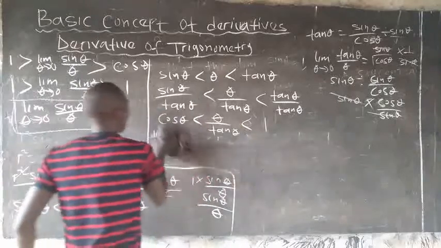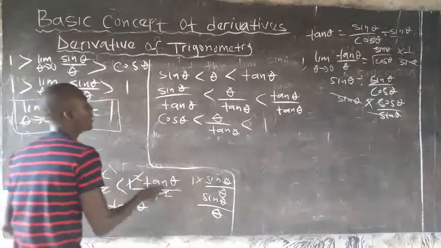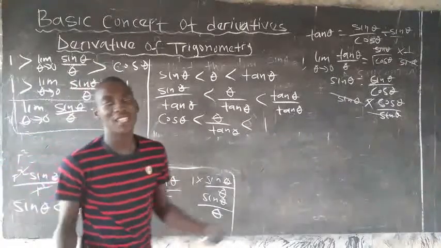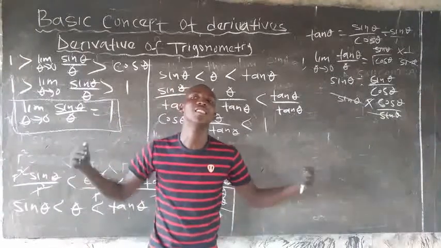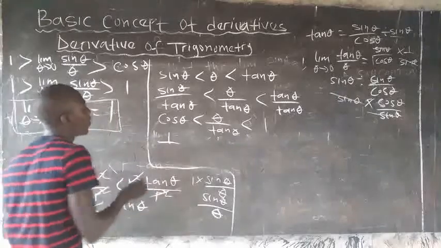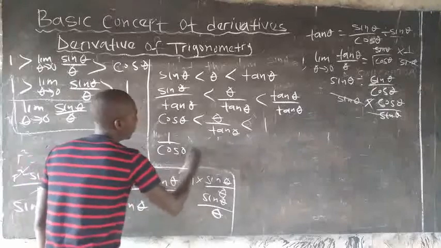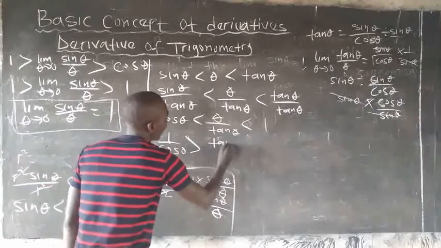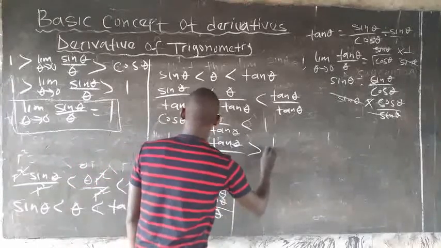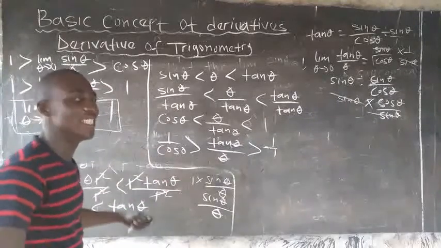Follow it step by step, accordingly. So taking the reciprocal, I'll not be writing that again. And don't forget, if you are taking the reciprocal, it will affect the sign of the inequality. So this one will be 1 all over cos theta greater than tan theta all over theta greater than 1 all over 1. So from here I can take the limit.